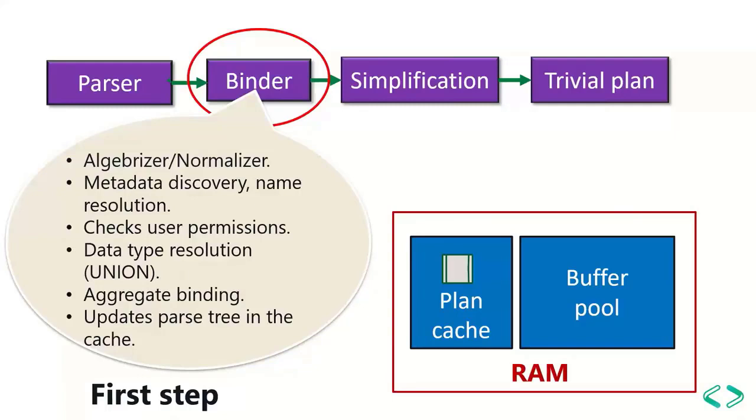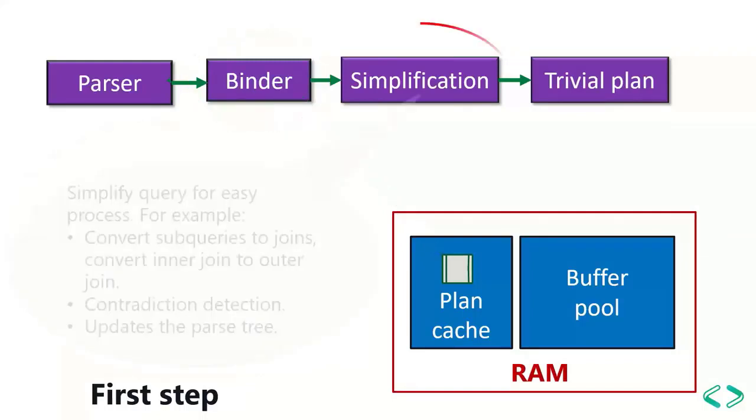For example, if you're running a very simple select query between two tables and you are using a UNION ALL clause in between, then the ordinal columns of those two tables should match in their data type. I will show you this particular scenario in our demo. Aggregate binding also happens here, whether your sum, average, those kinds of things are bound here. With all this information, the parse tree inside the plan cache is once again updated, and then our query will be sent to the simplification component.